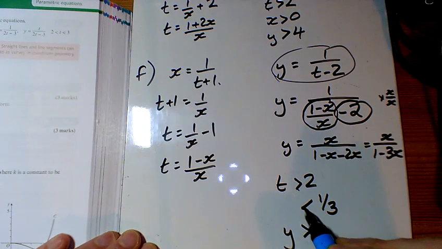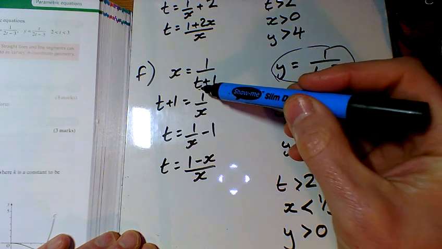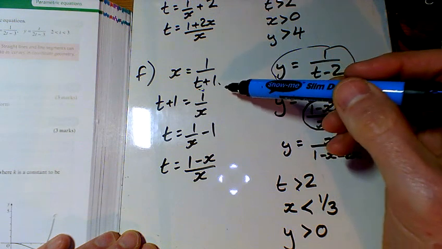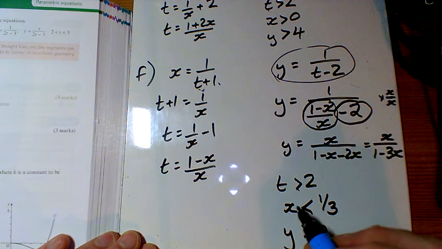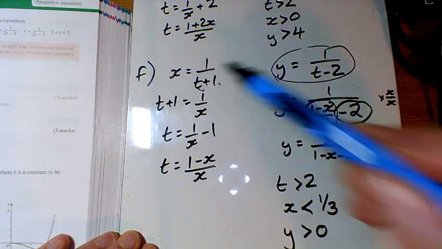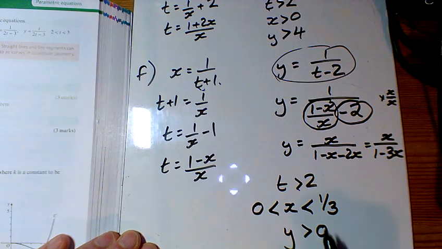So x is definitely going to be lower than 1/3, because as you put bigger and bigger numbers in here, it's getting smaller and smaller. So it's going to be a third, a quarter, a fifth, and so on. But there is another end to it as well, that even though this gets bigger and bigger and bigger, it will never go negative. And so x is between 0 and 1/3. Y is greater than 0 at the end there.